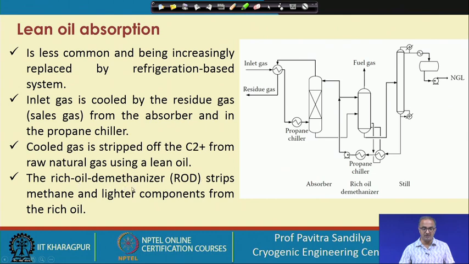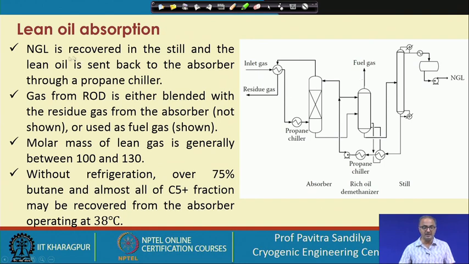The rich oil demethanizer, in short ROD, strips methane and other lighter components from the rich oil. The rich oil means the oil which we are getting from the bottom, rich in the higher hydrocarbons, which is going into this rich oil demethanizer. From here we are able to strip off these lighter ones, which are taken as the fuel gas.